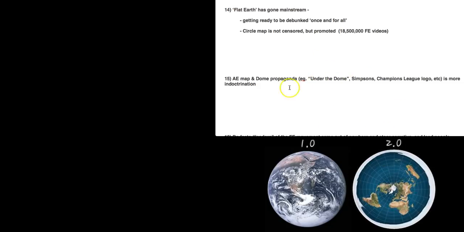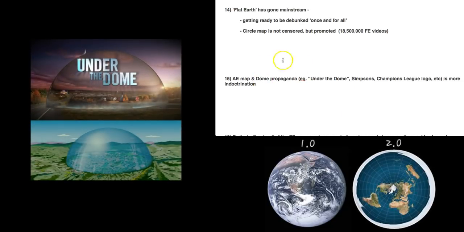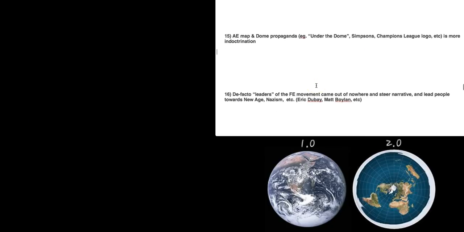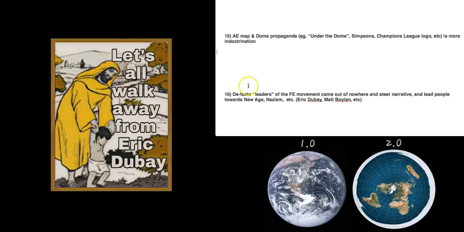That's why it's really important to get the right map, because when they debunk it, flat earthers are going to be ridiculed and left standing, holding something that's easily disproved. We saw some propaganda for the dome and a map in movies and on television, which is just more indoctrination and predictive programming. We discussed the de facto leaders of the flat Earth movement and how they're steering the narrative.